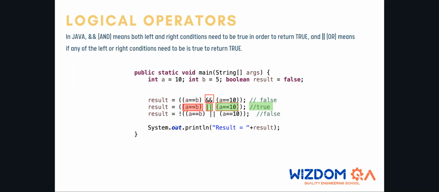And then you have another one, which is not equals to. It is just the opposite of the result. The result was true earlier, and if you just say not, then obviously it's going to be false. As simple as that.